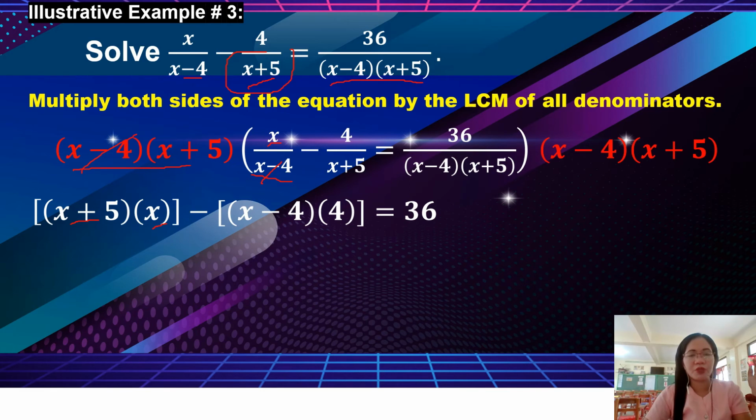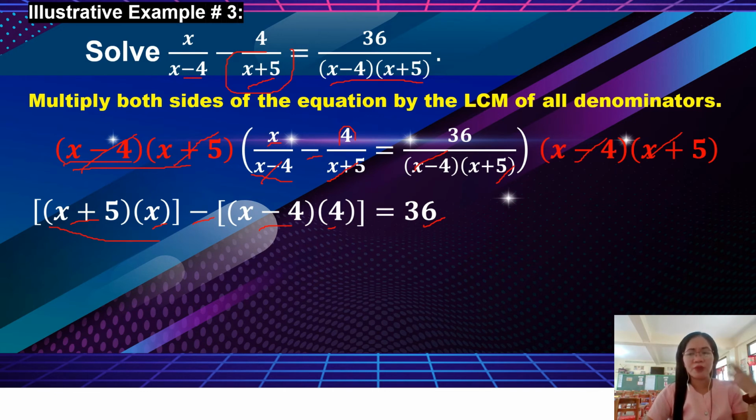Next, on the other side of the equation, of course, we're going to copy minus. Next, for this one, we are going to cancel x plus 5. What remains is x minus 4, and also times 4. For the right side, obviously x minus 4 cancels and x plus 5 cancels. What remains is 36.